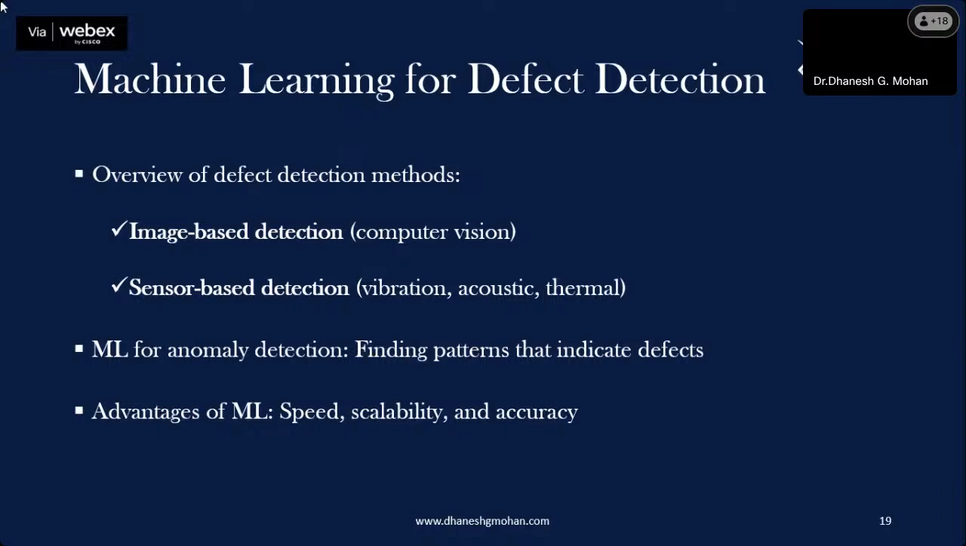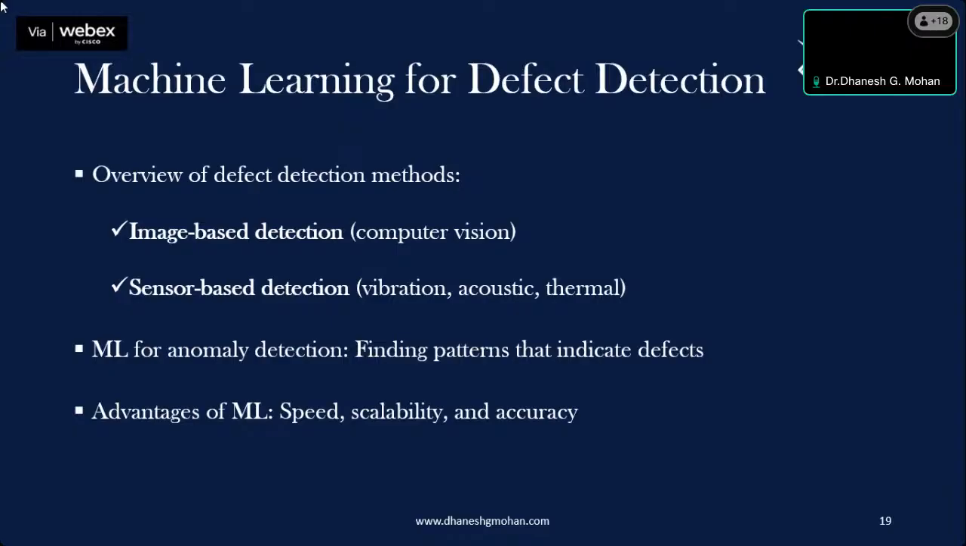Yeah, machine learning for defect detection. First, image-based detection. It's very simple. Using computer vision, cameras mounted inside AM chambers capture an image of each layer. Convolutional neural networks then analyze these images and identify anomalies such as incomplete fusion or powder irregularities. That is image-based detection. Everyone used it in the older days as well.